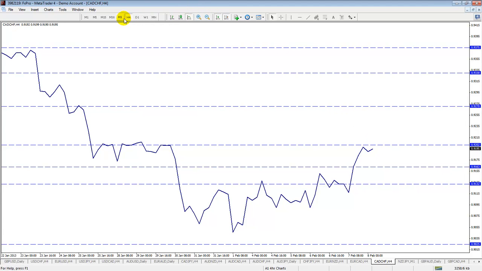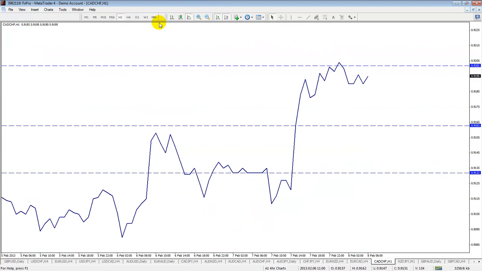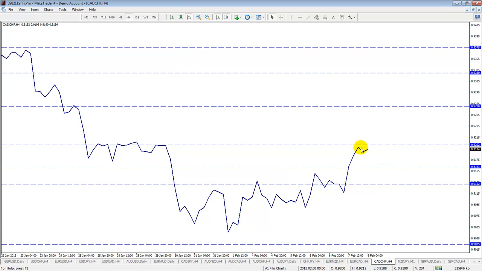We do have a possible double top. So it could get up here, hit it, come back down and hit it again and double top.